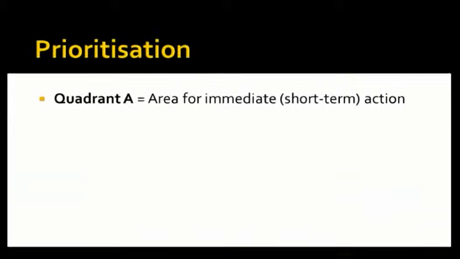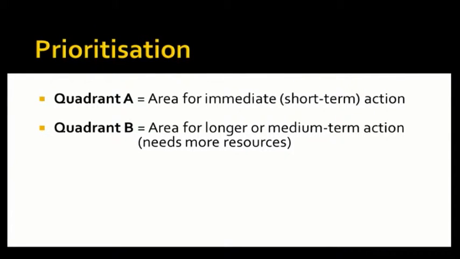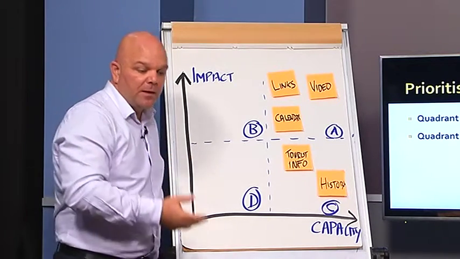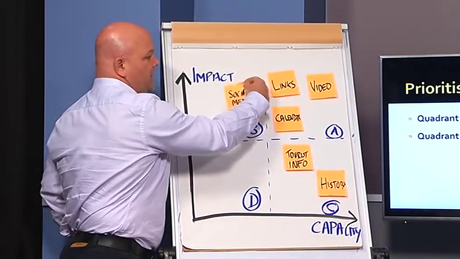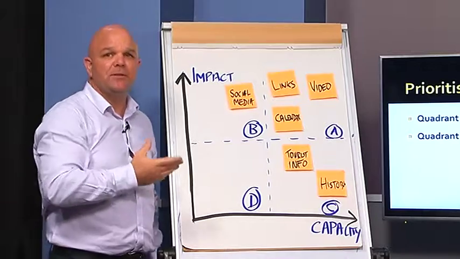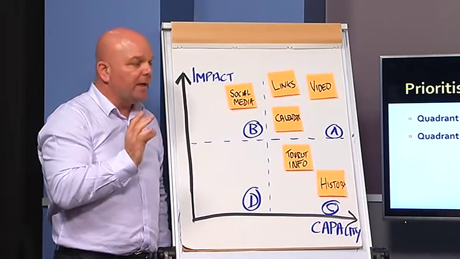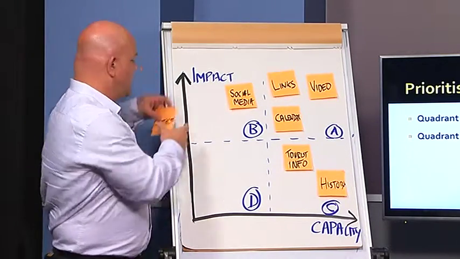The second quadrant, which is Quadrant B, is where there's still going to be high impact projects, but probably the resources aren't there. You might not have the people with the expertise, you may not have the funding capacity just yet. And some examples that we've come up with there are things like social media. It can have a high impact, but you need somebody who understands how to use it, how to set it up, all those type of things.